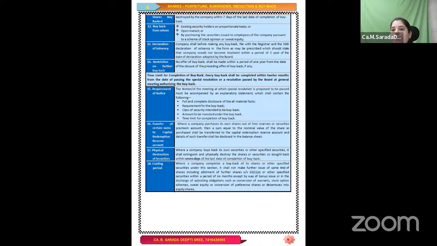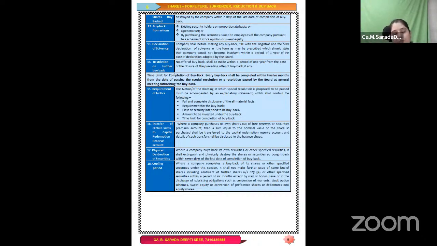Okay, so once the company has gone for a buyback in a particular year, it cannot go for another buyback immediately. It has to maintain a time period of 1 year from one buyback to another. These are the main points the company has to follow before going for the buyback. Otherwise, the buyback would be considered illegal or void.